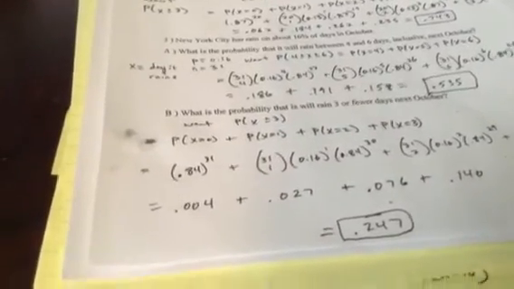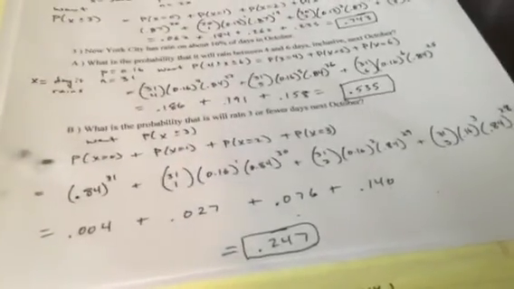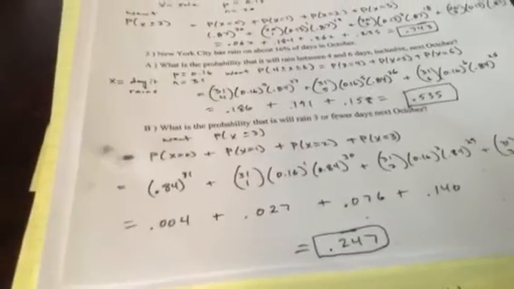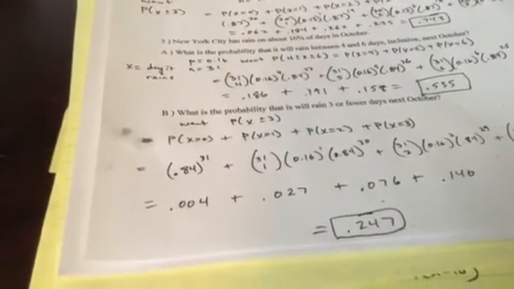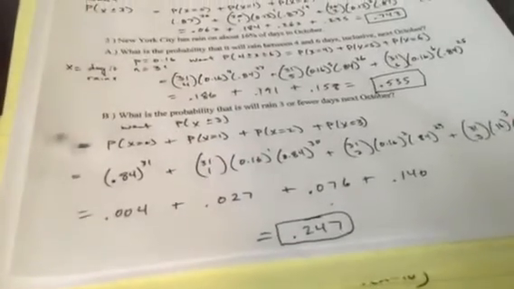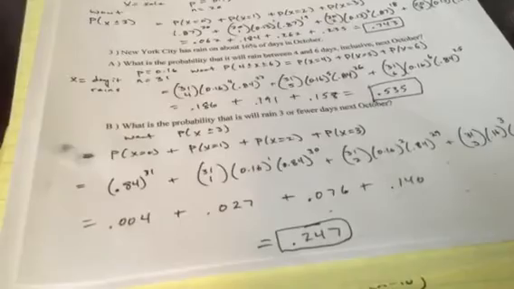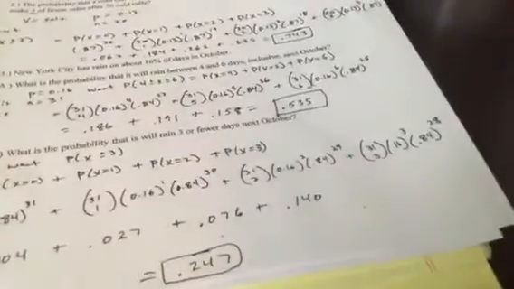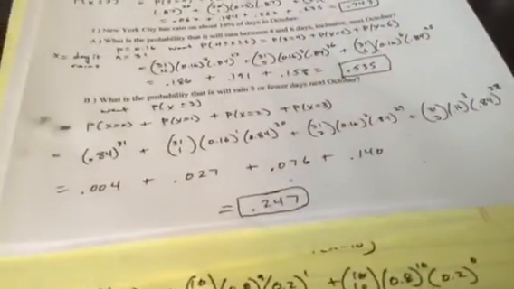What is the probability that it will rain 3 or fewer days next October? 3 or fewer, I want the probability that X is less than or equal to 3. That's the probability it doesn't rain, plus the probability it rains once, plus the probability it rains twice, plus the probability it rains 3 times. All right? If it never rains, that means on 84% chance it doesn't rain, so 0.84 raised to the 31st power. Probability it rains once, 31 choose 1, times 0.16 to the 1st, times 0.84 to the 30th. Probability it rains 2 days is given like that. Probability it rains 3 days is given like that. Again, add up all those numbers right there.